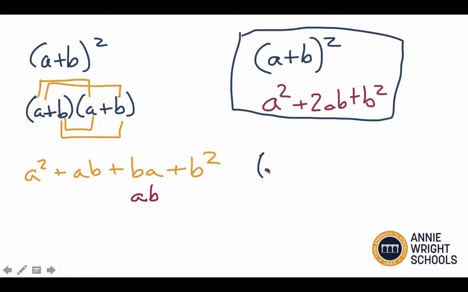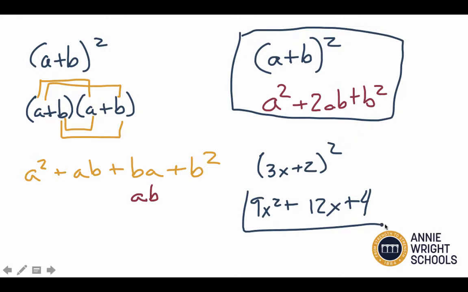And sometimes I get a problem like this. What's 3x plus 2 squared? And I go, oh, well, that's 9x squared, a squared, plus 2 times a times b, so 12x, plus b squared, 4. And I can just jump to that answer so quickly because I know this formula.